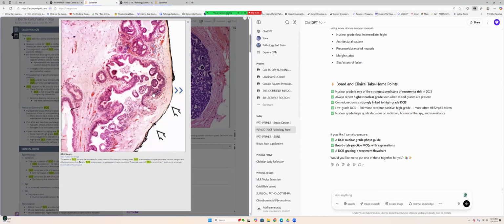DCIS margin. The extent of these cells can only be estimated for many reasons. For example, in many cases, the DCIS is removed in multiple specimens because margins are often positive or close. And DCIS is also present in subsequent margin excisions. The actual extent of DCIS when it is in more than one specimen is uncertain.